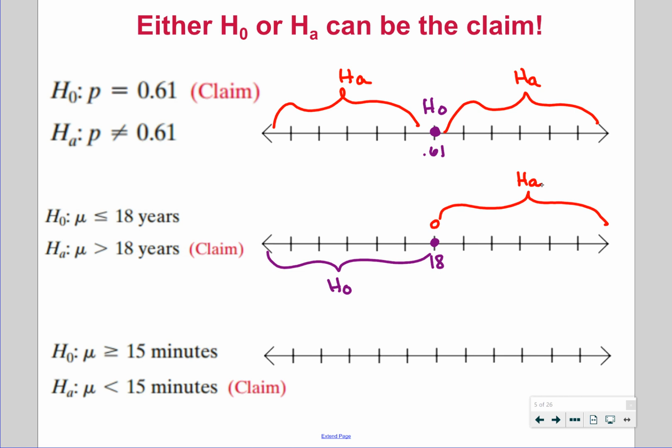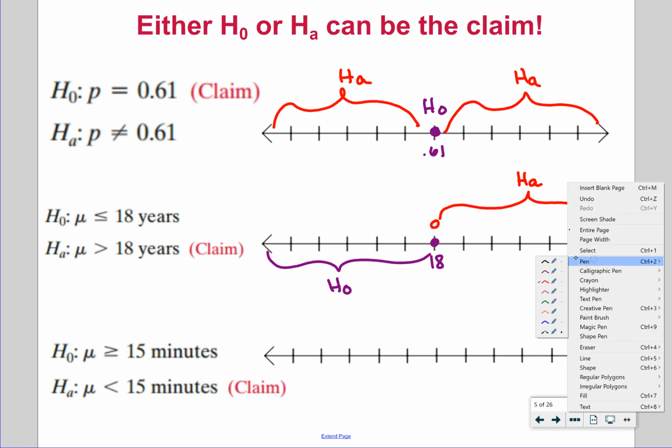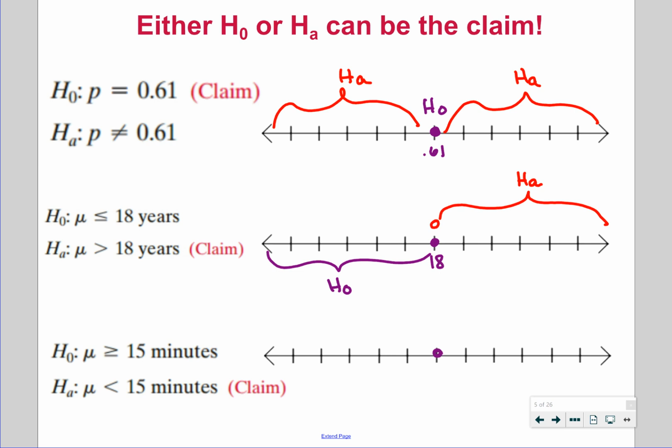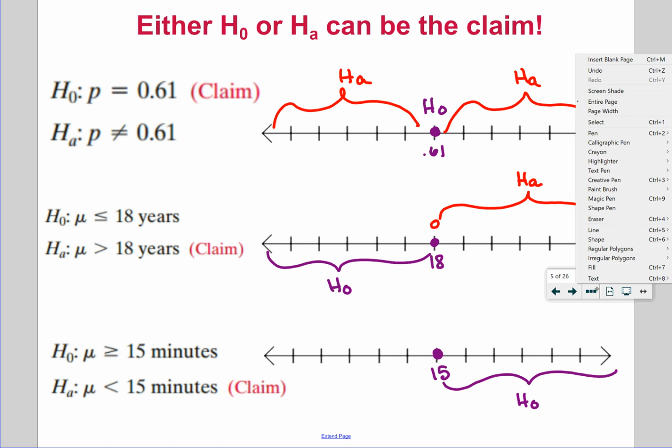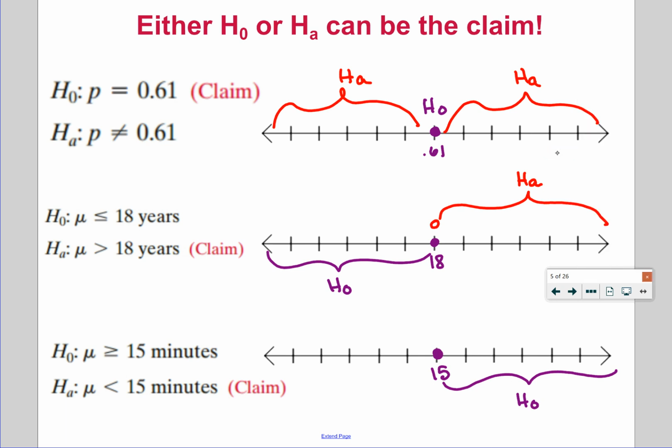And then the last one, again, it's the population mean here. The claim, again, is the alternative hypothesis. The claim is that the population mean is less than 15 minutes. 15 minutes of what? We don't know. I'm going to go ahead and graph 15. And I'm going to do my null hypothesis first. It's greater than or equal to 15. So 15 and everything to the right is my null. And then its complement, the alternative, is everything less than 15, but not including 15.